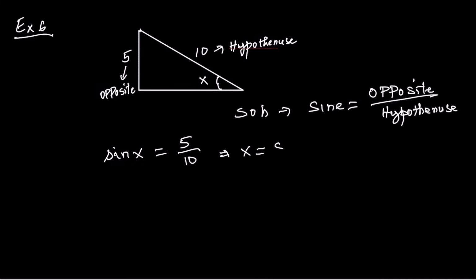To find the angle, use inverse sine. X equals inverse sine of 5 divided by 10. Using the calculator, x equals 30 degrees.